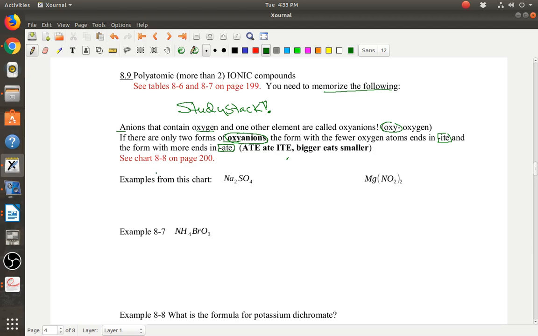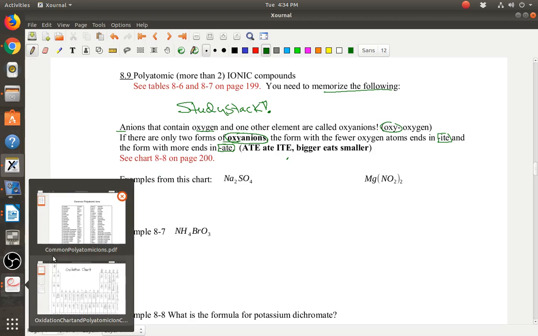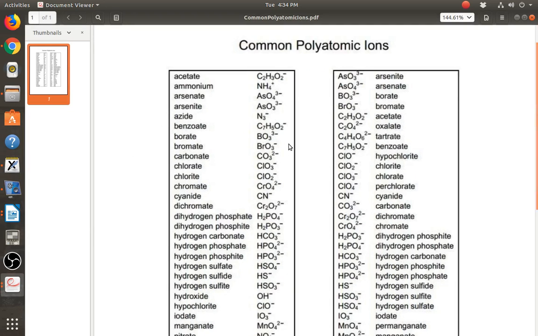Now I'm going to look for a moment at the polyatomic ion chart. Here they are. So there's carbonate, chlorate, chlorite. Chlorate is ClO3. It has 3 oxygens. Chlorite is ClO2. It has 2 oxygens. So let's look at these for a minute. There's also things like hypochlorite and perchlorate.